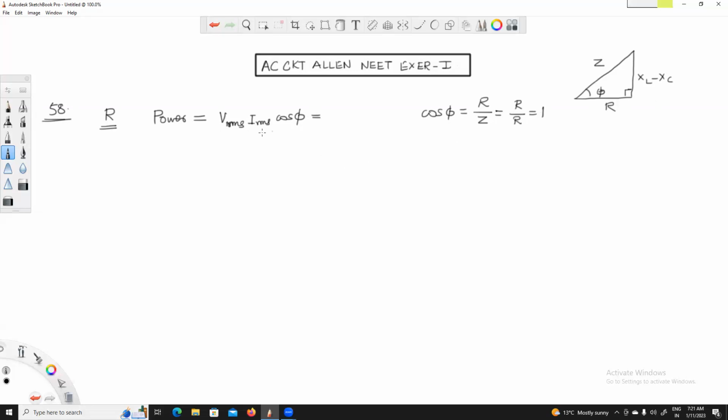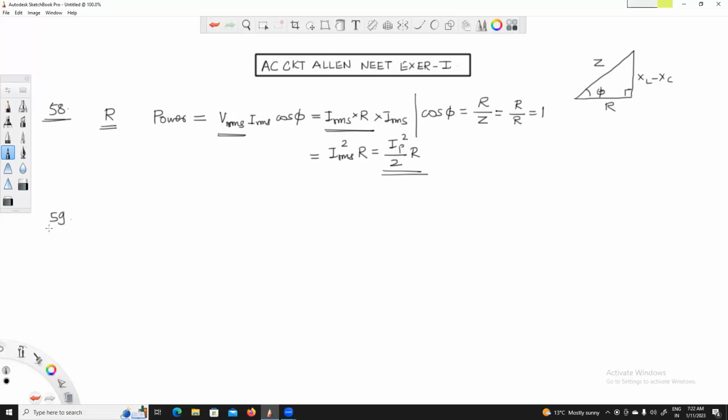So this is nothing but V_RMS I_RMS. A peak current is given, so I want to write this in terms of I_RMS. So V_RMS is I_RMS multiplied by resistance. This is the value of V_RMS multiplied by I_RMS, and this cos phi is 1. Now I can write here: this is basically I_RMS square times R, and I_RMS square is I peak square divided by 2. So the power dissipated in the circuit will be I square, where this I is the peak value of current, times R divided by 2.